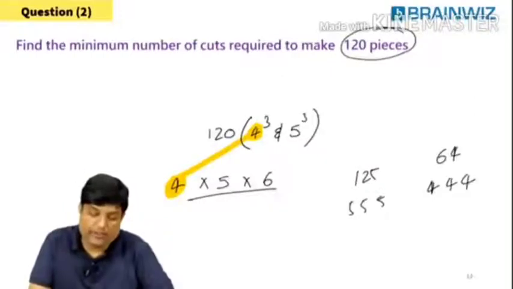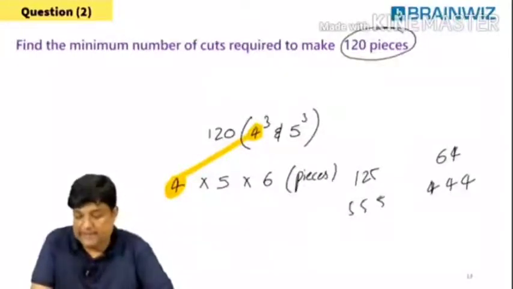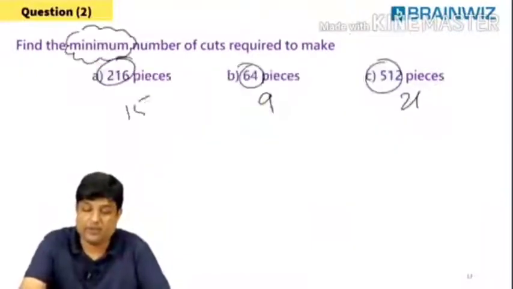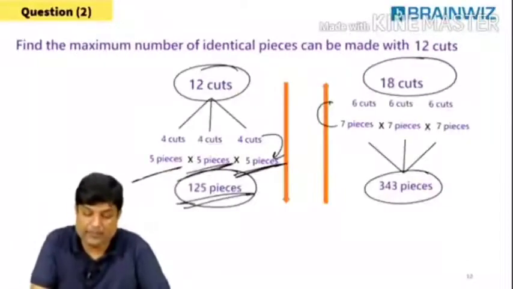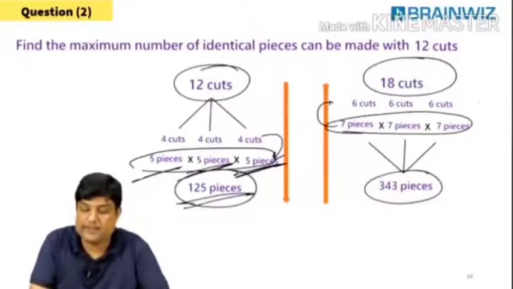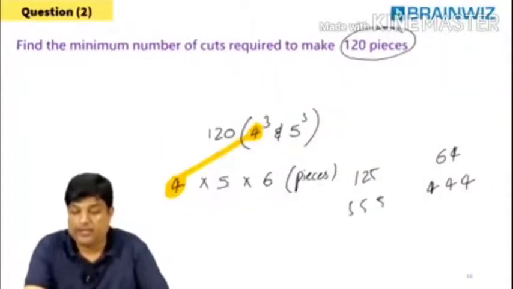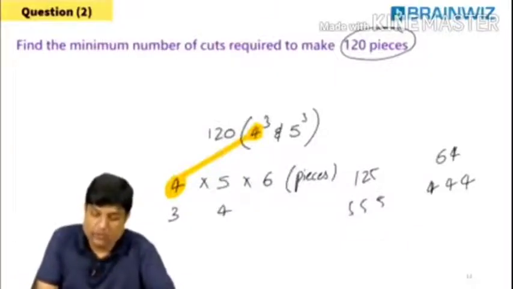So students, one thing you should not forget: these are pieces. Don't forget the basics. You have already done it. Are you understanding, everybody? Look at that. These are pieces. Clear, everybody? Yes or no? Let's move forward. Cuts: 3 is 1 less than 4, 4 is 1 less than 5, and 5 is 1 less than 6. Answer is 12 cuts.